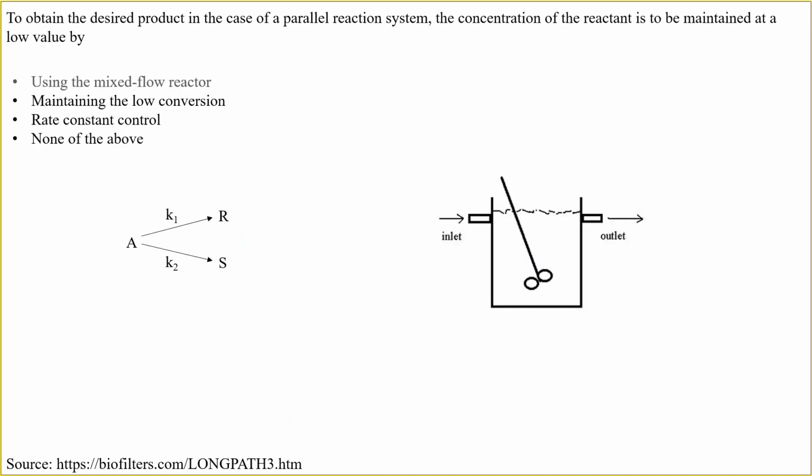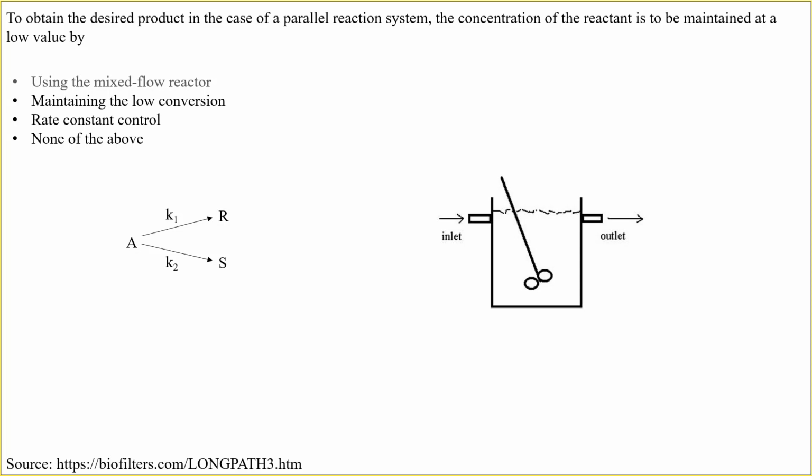So, what happens in this case is that to obtain the desired product in case of a parallel reaction system, the concentration of reactant is to be maintained at a low value. Definitely, we need a low value. So, how can you do that? The first one is we have a mixed flow reactor.